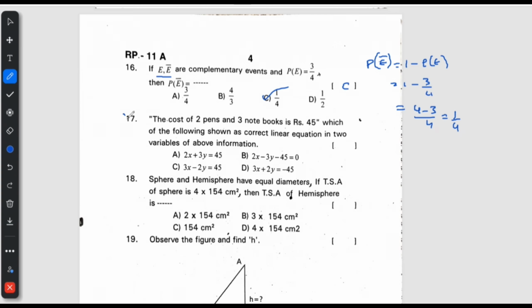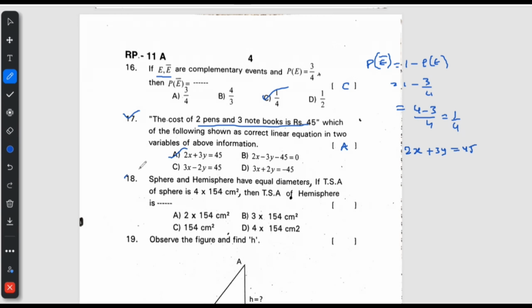The cost of 2 pens and 3 notebooks will be 45. Which of the following statements are correct? Now for the cost of pens, I can take the cost of a pen as x, the number of pens is 2, and the cost of a notebook is y. That is 2 pens plus 3 notebooks, which total will be 45. I can choose option A as the correct one.